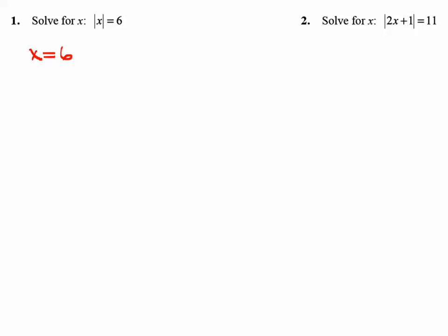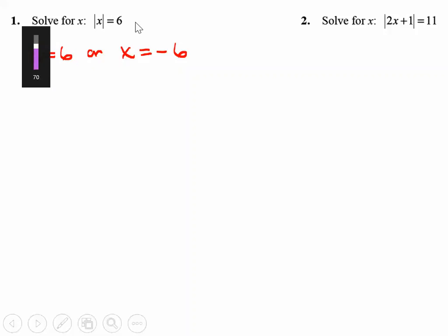Yeah, x could be either a positive 6, right? Or x could be a negative 6. So notice what we do here. We keep this x alone, and we actually just change the sign on this one, right? Because this part here could be either a negative or a positive. Okay. Good there. That's exactly the same concept we're going to apply over here.